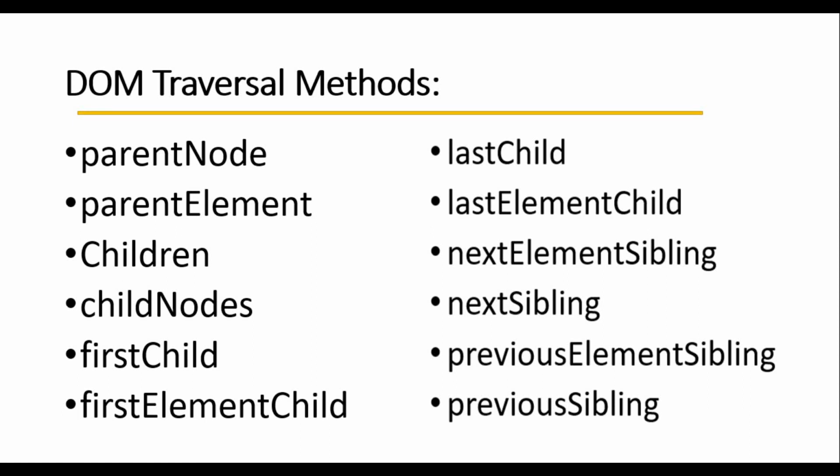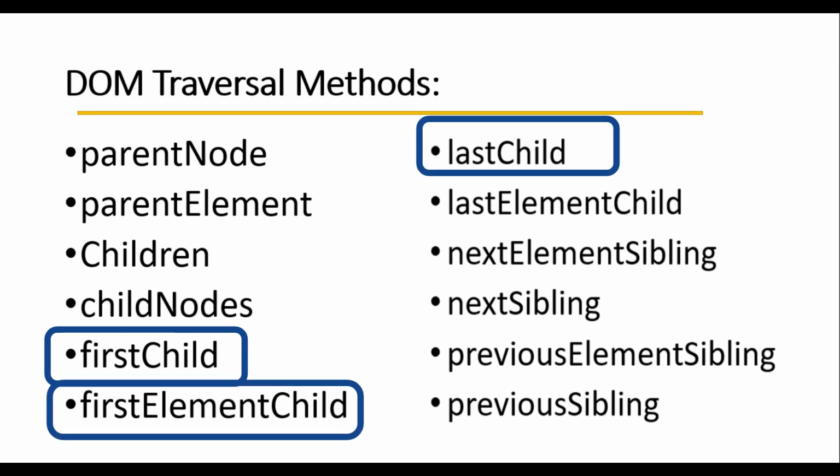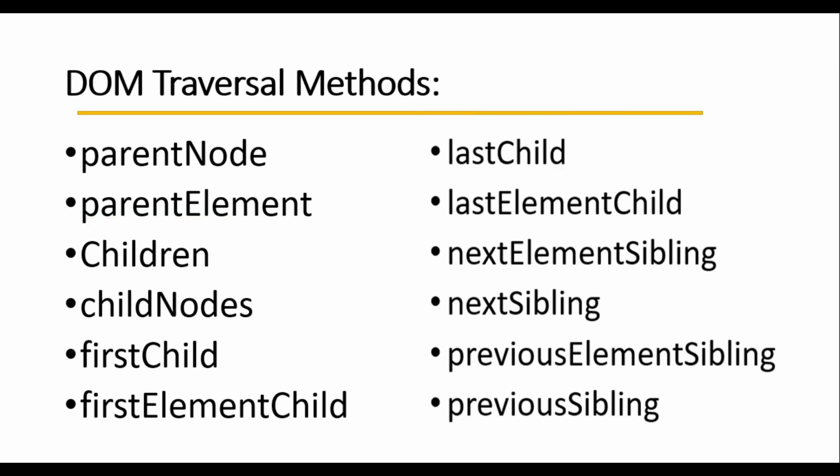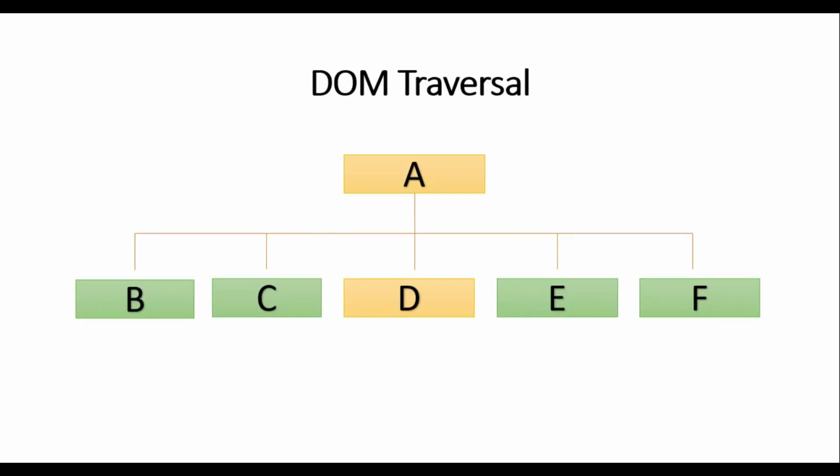In this video, we're going to talk about firstChild and lastChild, firstElementChild and lastElementChild. In the previous video, we learned about children and child nodes. Let me show you the DOM traversal chart that we have already talked about. Here you can see A is the parent, and B, C, D, E, F, R are all elements that are the children of the parent A.